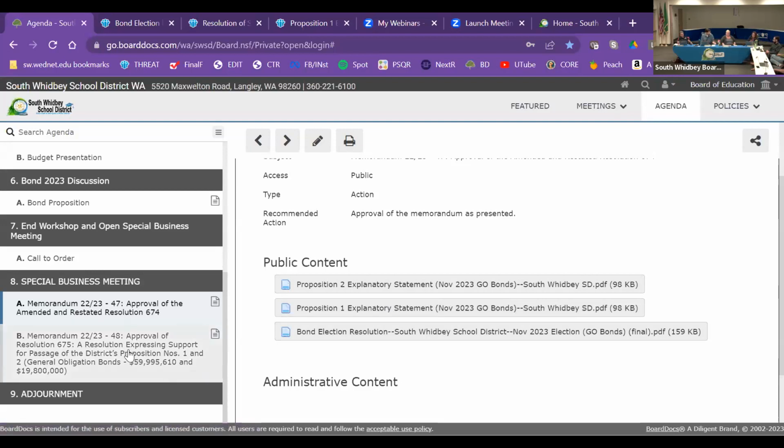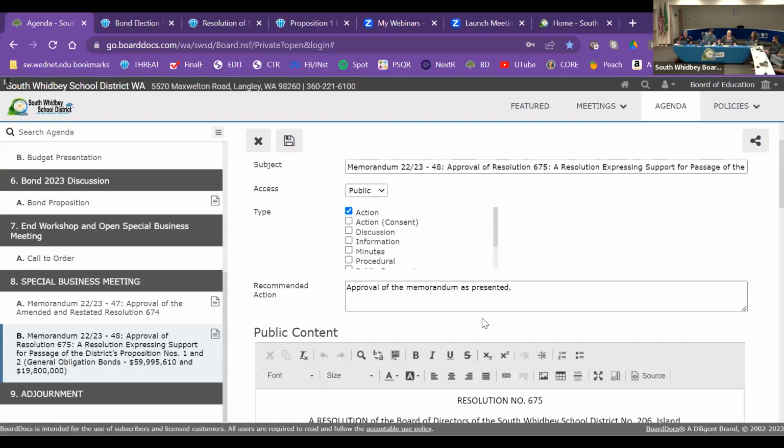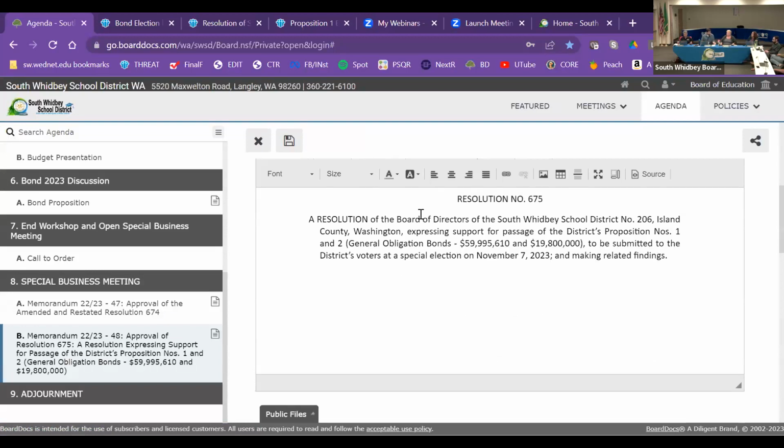That means we will need a tweak to the second one right now. Fix the numbers, Christy. So we will go to just proposition 1 and the general obligation bond. I will read it with those changes. Memorandum 2223-48. Approval of resolution 675, a resolution expressing support for passage of the district's proposition number 1, general obligation bond at the larger amount.